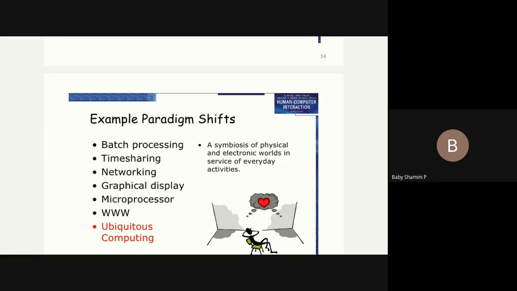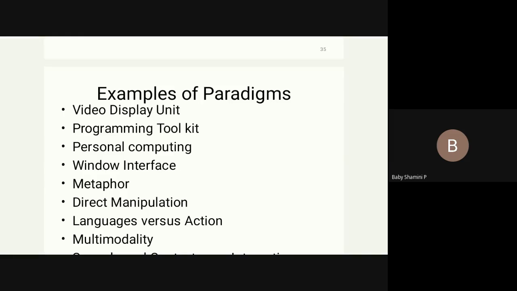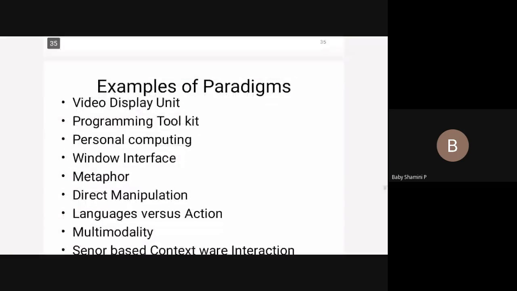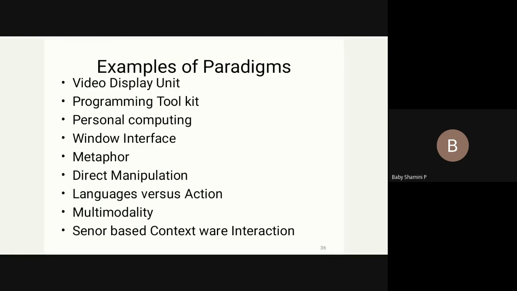Here, ubiquitous computing means the physical and electronic worlds in the service of everyday activity. Now some more examples: video display unit, programming tool unit, personal computing, window interface, metaphor, direct manipulation, language versus action, multi-modality. These are sensor-based contexts of interaction. These are good examples of paradigms.